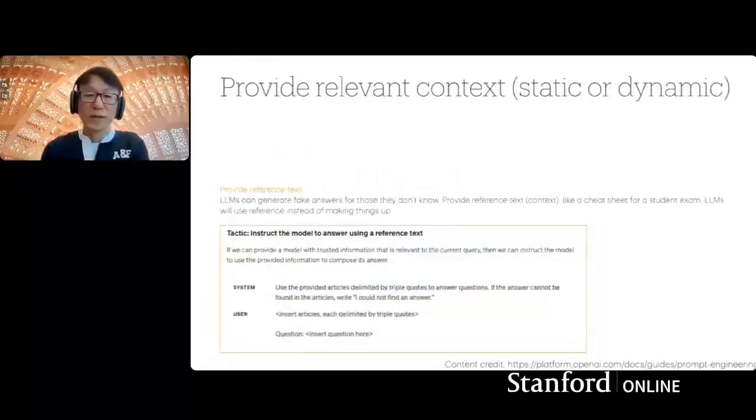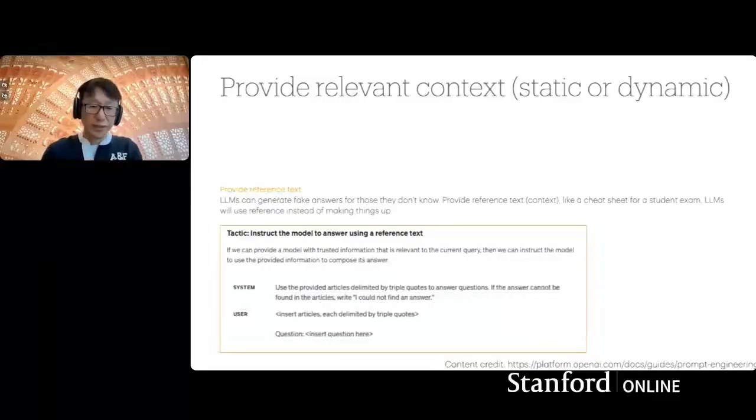So, provide relevant context and references. This is really helpful for many cases related to generating text based on factual information. An LLM can easily generate incorrect output, also known as hallucination, for topics that it doesn't know or is not too confident about. For those types of cases, providing context or references is always helpful.